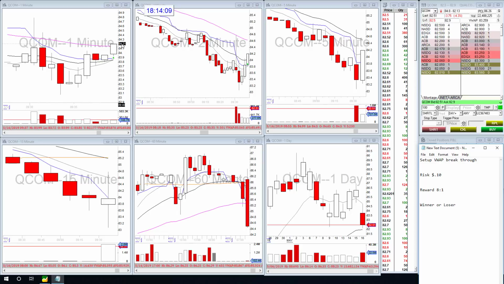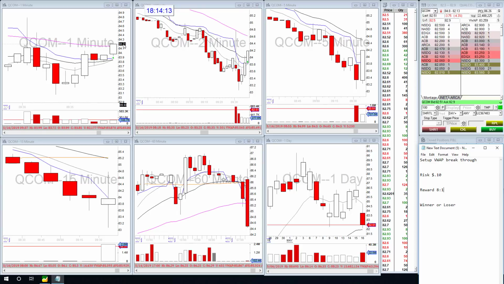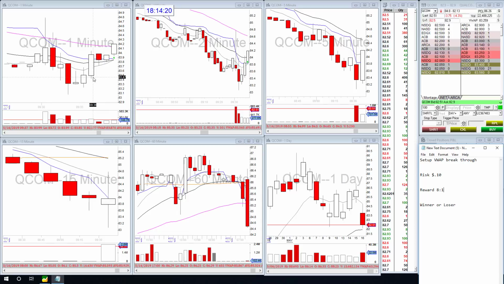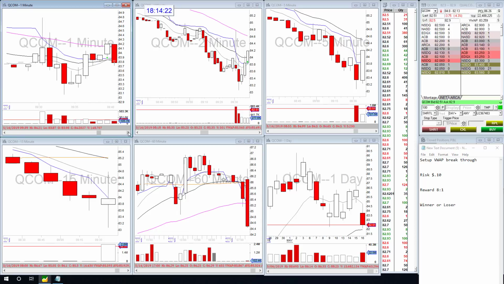Because look, I got a 3-to-1. This right here, from 83.90 to 84.20, is 3-to-1. I had no partial out there, no point for me, even though I was risking 10 cents. Now look what happened though. Bam, the next candle, it just rejects and I get stopped out so fast.